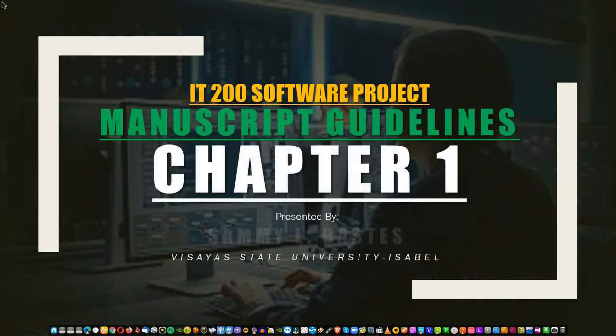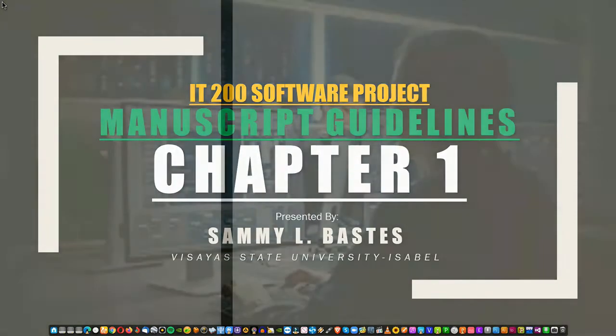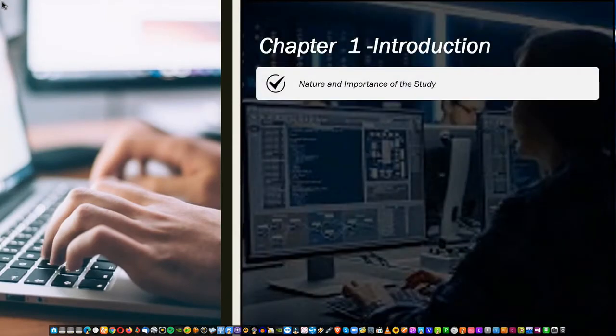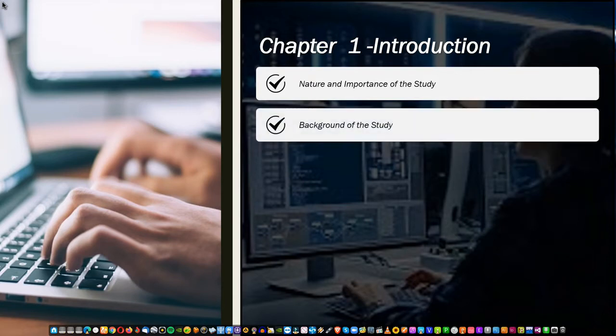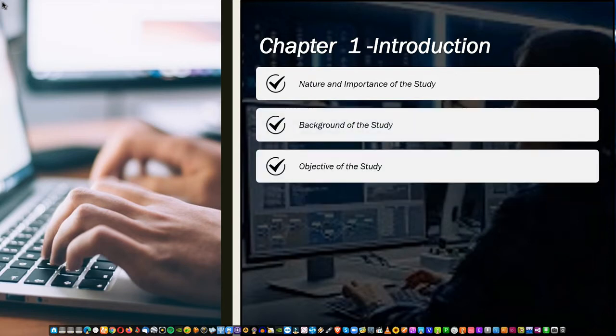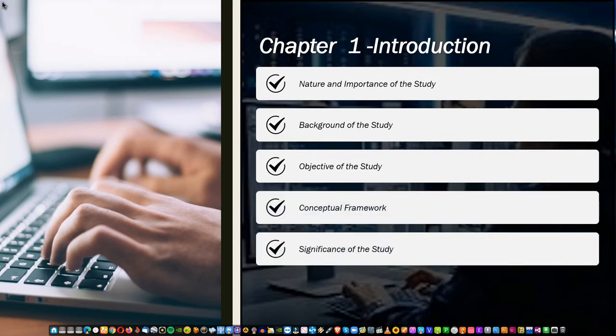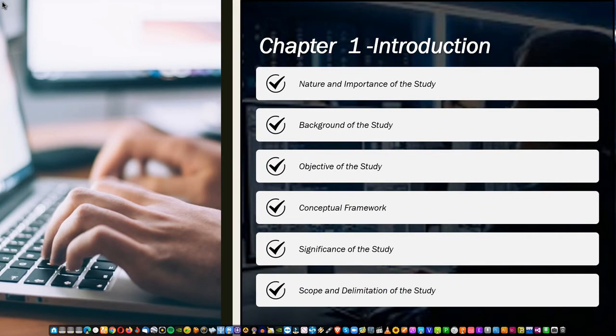So we will begin with Chapter 1. Chapter 1 is Introduction, and it is composed of several parts. We have nature and importance of the study, background of the study, objectives of the study, conceptual framework, significance of the study, and scope and delimitation of the study.